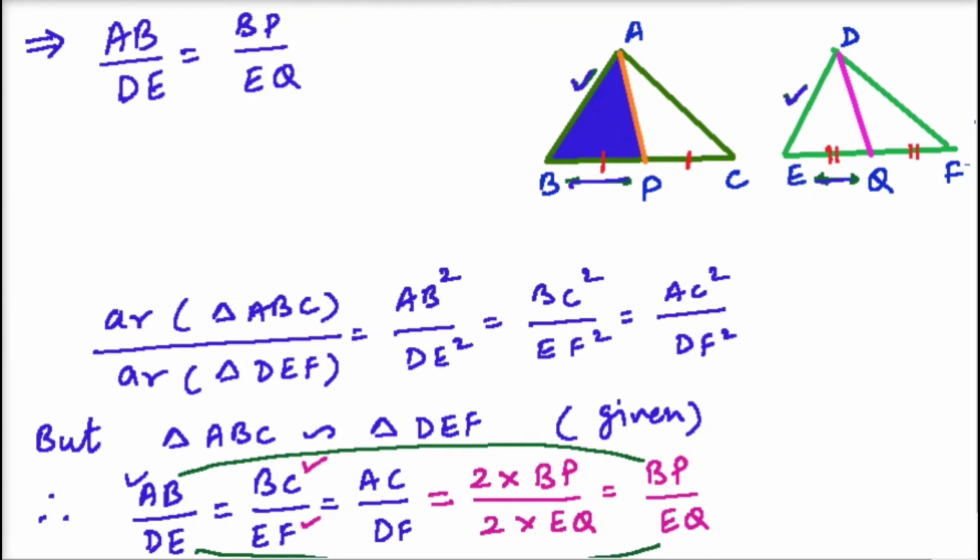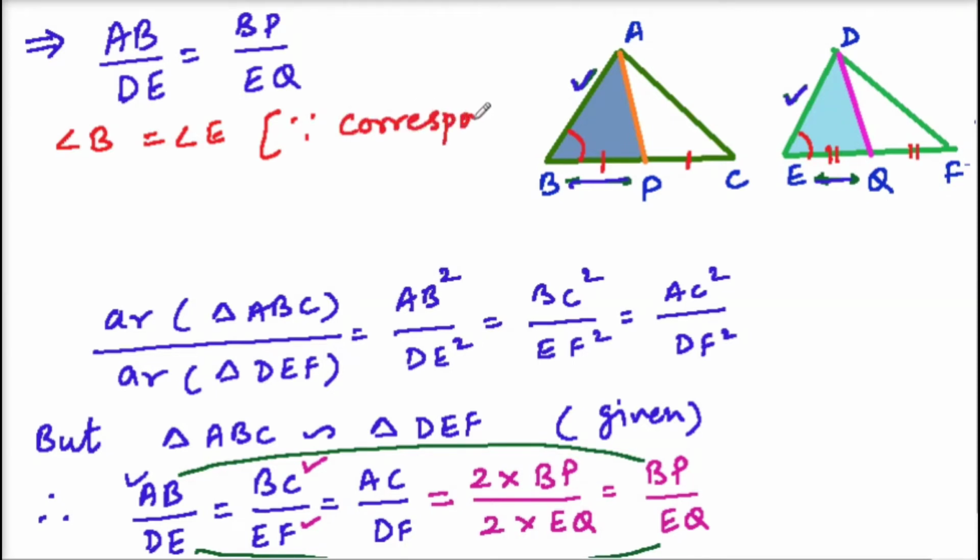Now we are talking about triangle ABP and triangle DEQ. In these two shaded triangles, angle B is equal to angle E. We can write angle B equals angle E. Why are they equal? Because triangle ABC is similar to triangle DEF. So corresponding angles in similar triangles are equal.